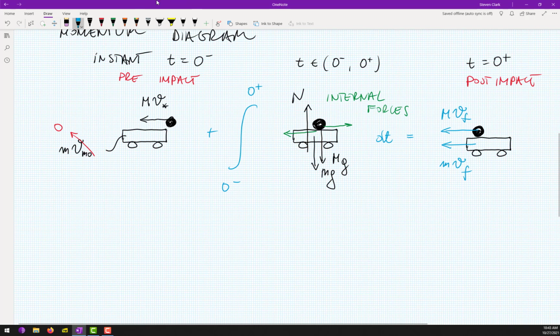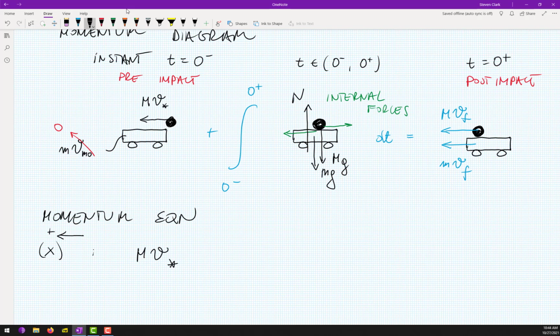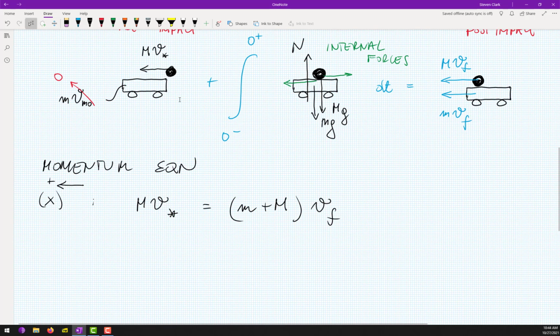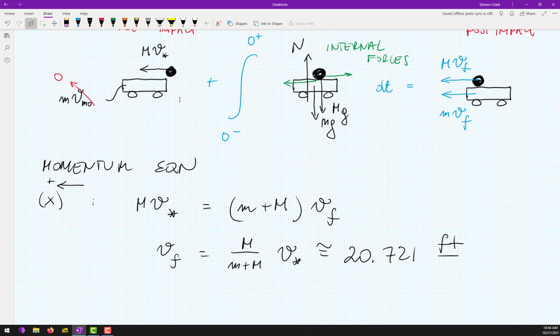Okay, so now the momentum equation, in the x direction only, with the positive direction, let's say this one. Why not? So at the beginning, we have M V star, and this will be equal to big M plus small m times V final. So our V final is M over M plus m times V star. Plug in values, and this is approximately 20.721 feet per second.